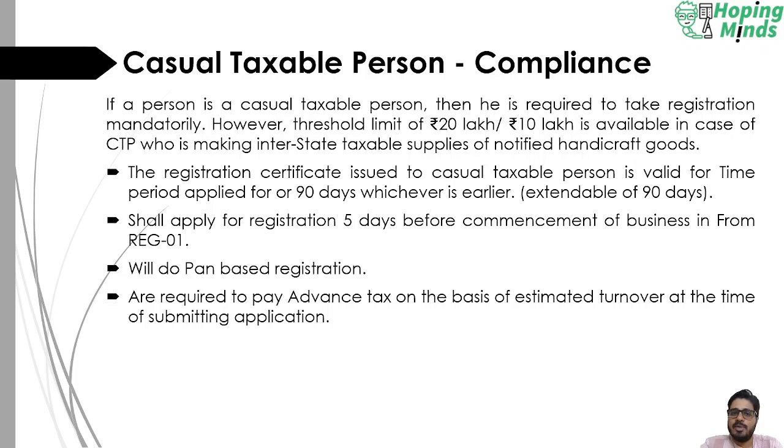The casual taxable person shall apply for registration 5 days in advance before the commencement of his business in Form REG 01. He will also do PAN based registration and is required to pay taxes in advance based on his estimated turnover at the time of submitting the application.